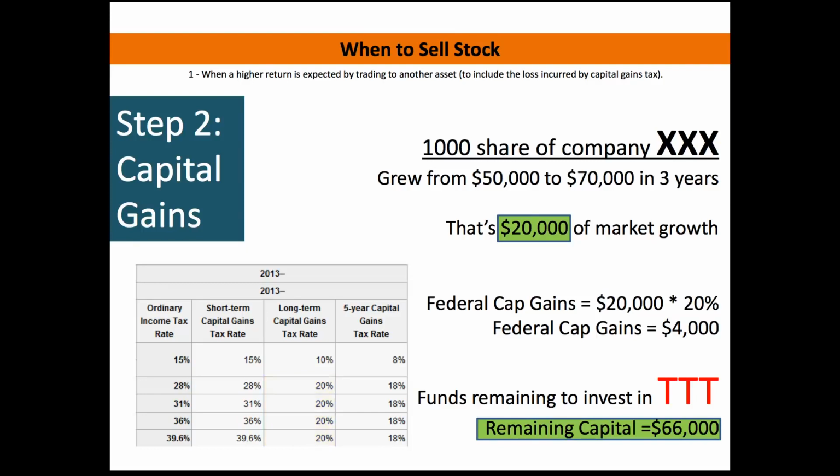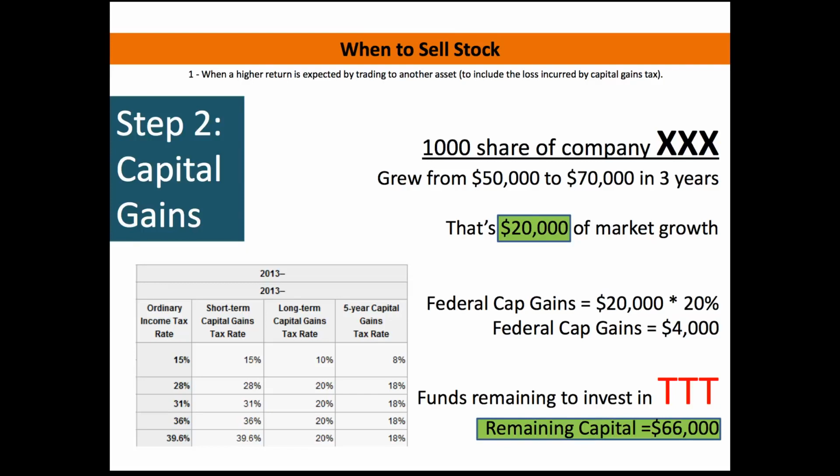Okay? So in order to figure out how much federal capital gains tax you'd pay, you just take your 20% times your gain of $20,000, and that comes out to be $4,000 in federal capital gains tax. Once we make that payment, we know we only have $66,000 left from the original $70,000 in order to invest that money somewhere else. Since we're changing assets, we pay the capital gains of $4,000, and then whatever's left is what we can invest in the next asset.